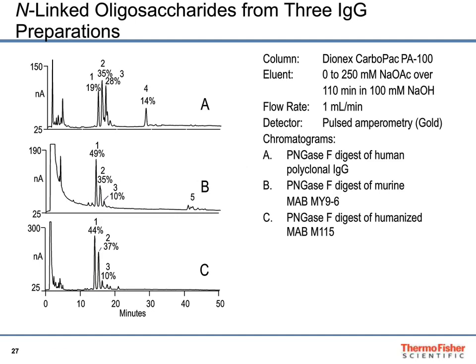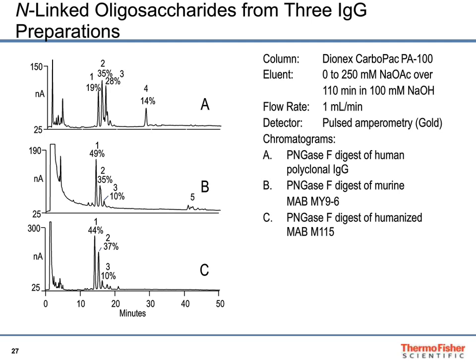So this is a rather old slide, but what it shows is an example of profiling using HPAE-PAD. So these are 3 different samples. The top sample A is a PNGase F digest of human polyclonal IgG. So you can buy human polyclonal IgG from a number of different vendors, treat it with PNGase F, and look at the oligosaccharides. Sample B is a monoclonal antibody that's expressed in mouse cells, so it's a murine monoclonal. And then sample C is another IgG. In this case, it's a humanized monoclonal. It's been expressed in Chinese hamster ovary cells.